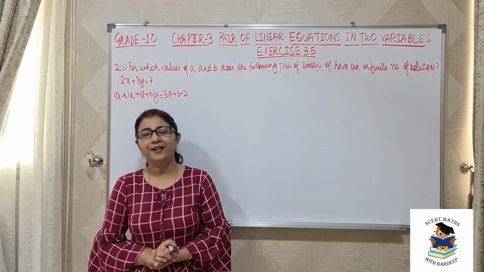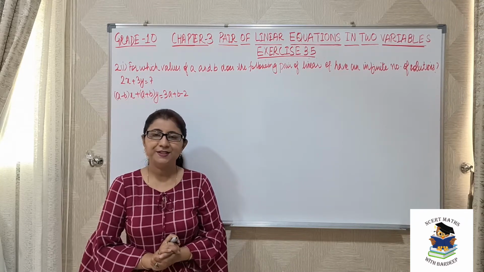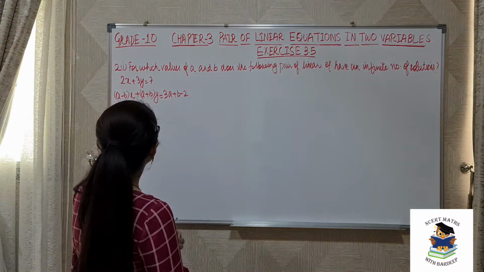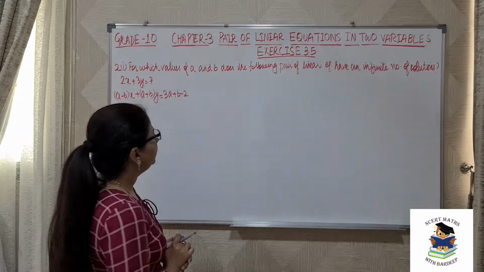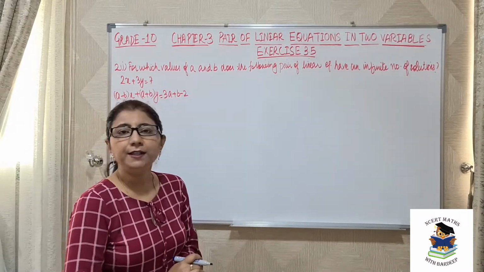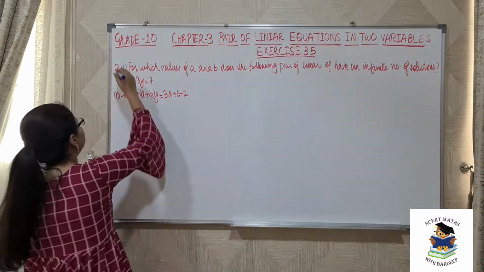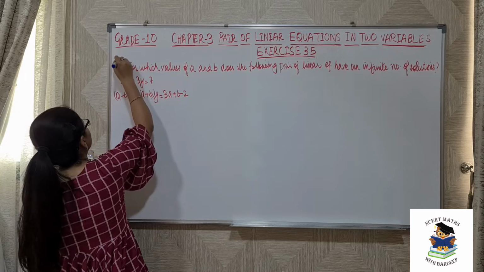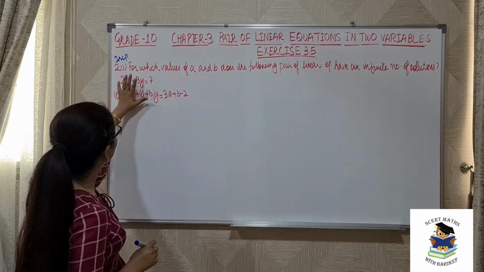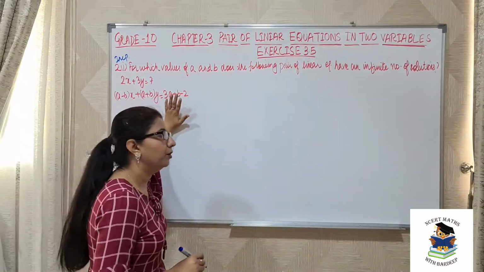Today we are continuing our exercise 3.5 of chapter 3, that is pair of linear equations in two variables of grade 10. Second question is, for which values of a and b does the following pair of linear equations have an infinite number of solutions? So this pair is given to us. Again, this is a very important type of question. This will come in your exams also. So now this is our given pair and we need infinite number of solutions.